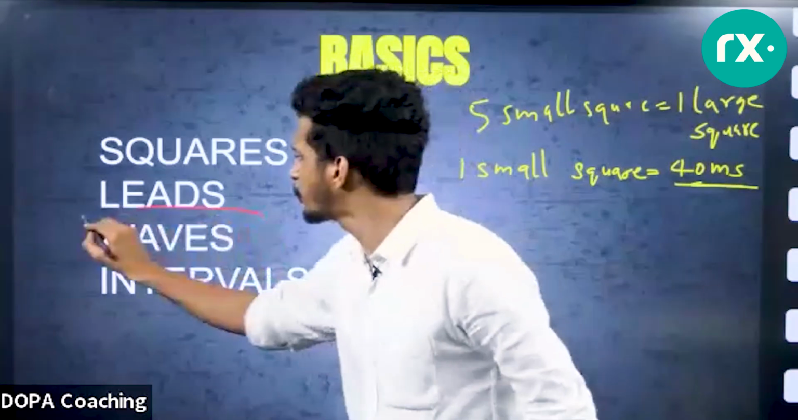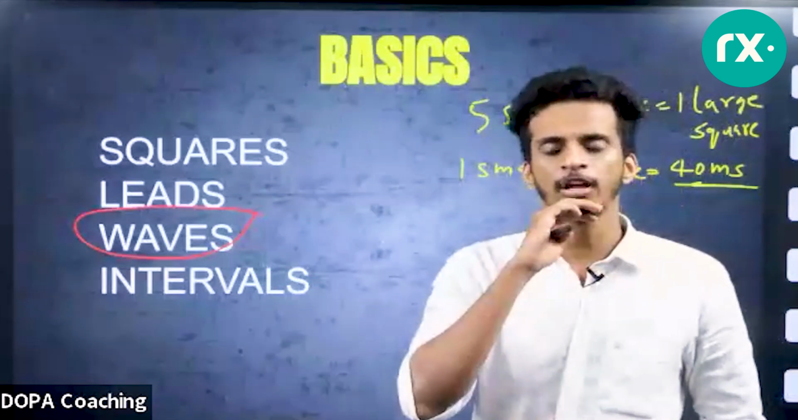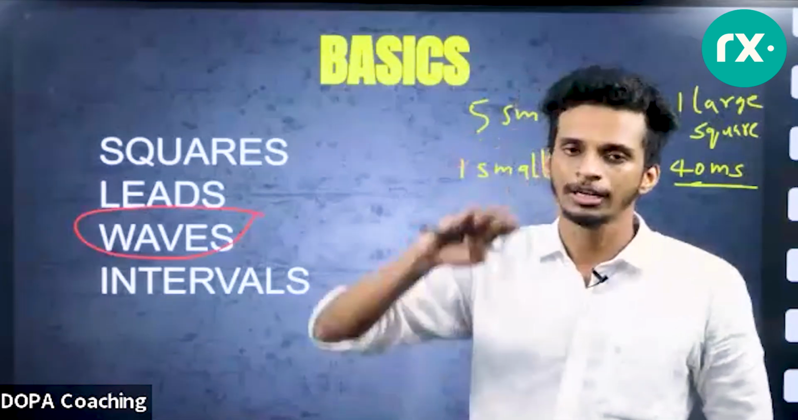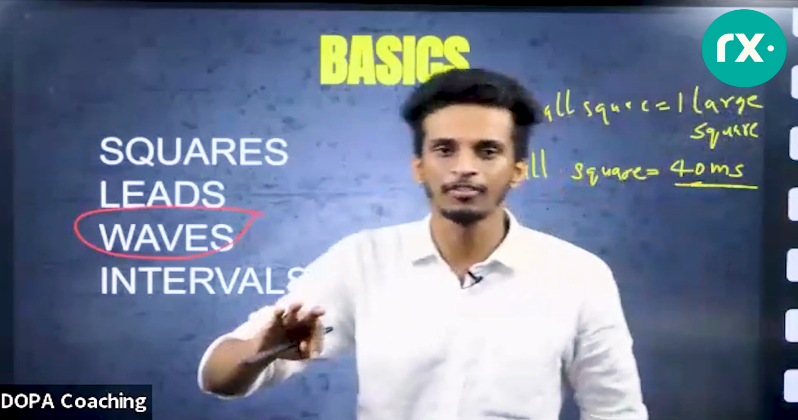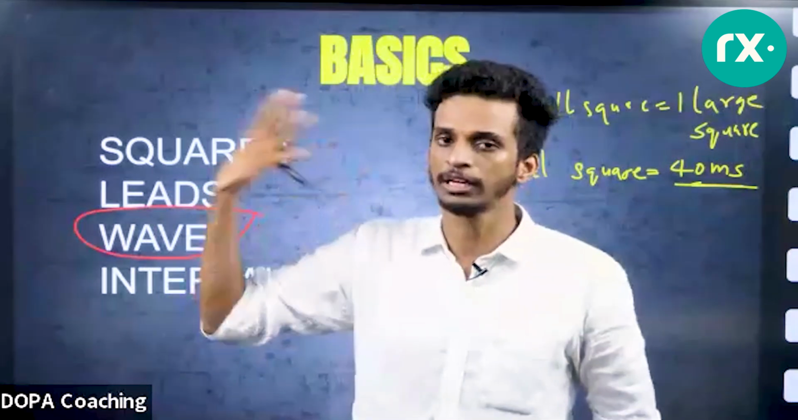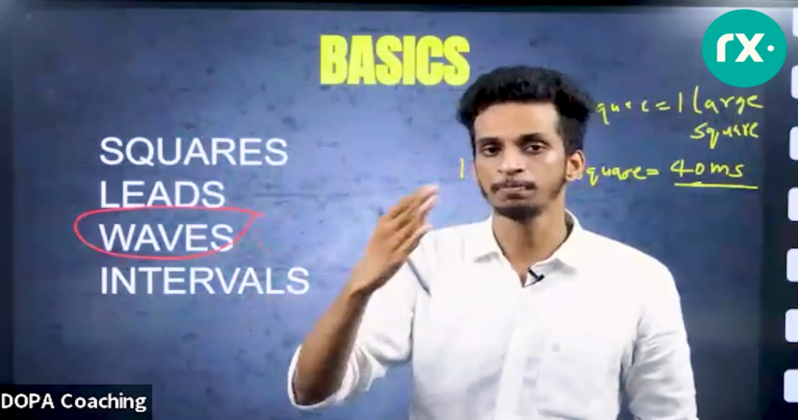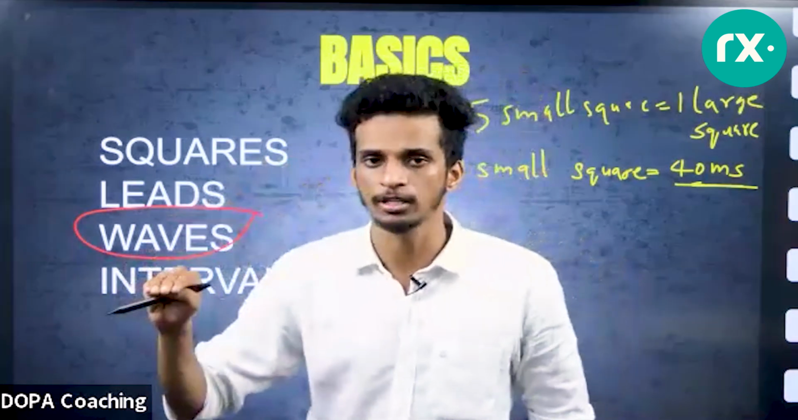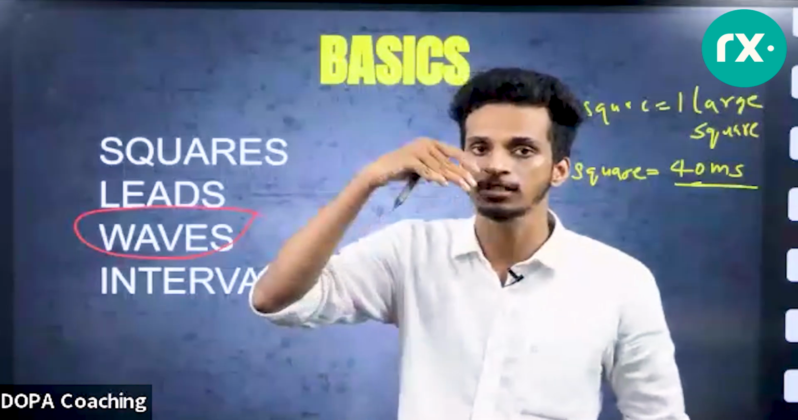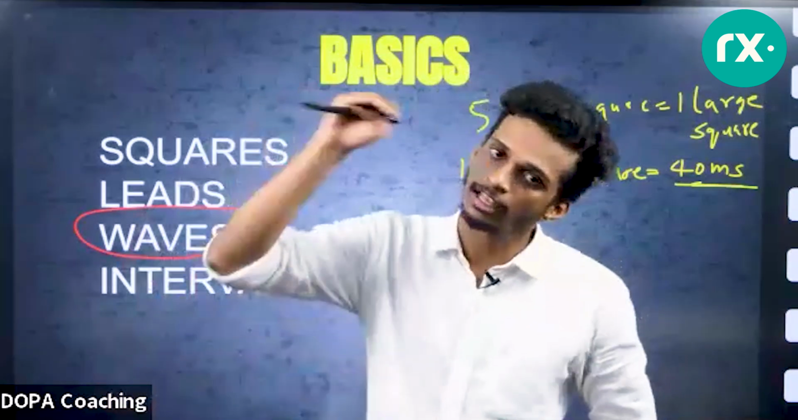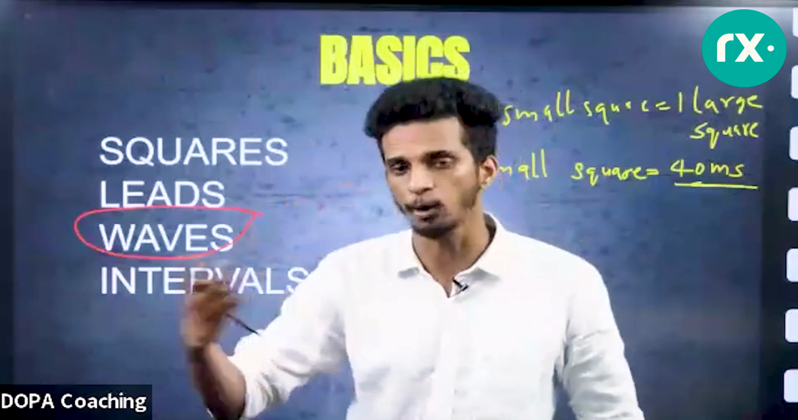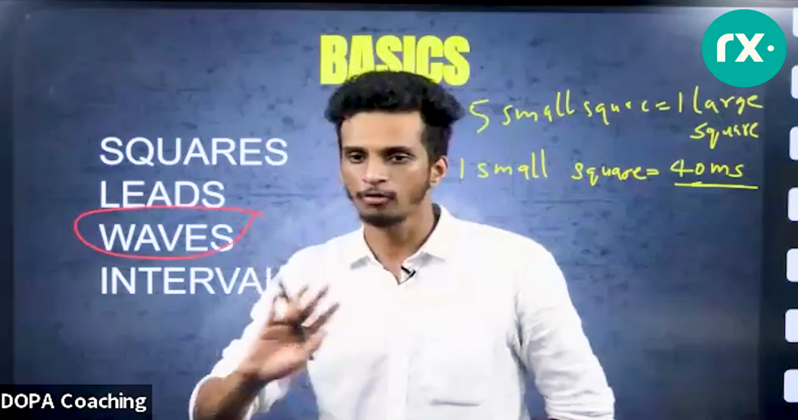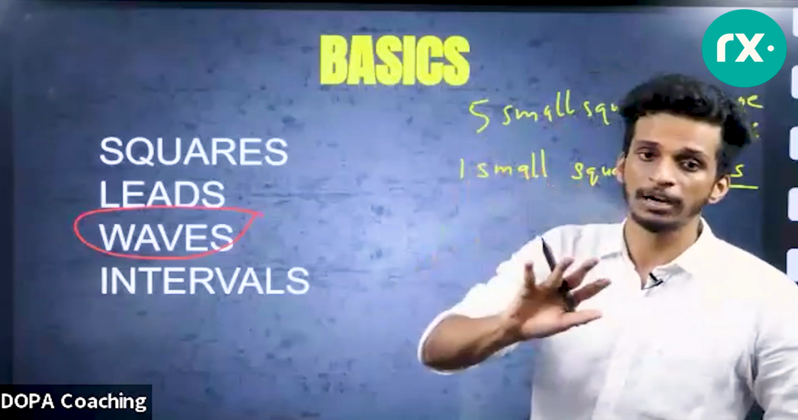Now, speaking about the waves of ECG, as you all know, usually there are three waves. There can be more than three, but usually there are three. One is the P wave, which represents atrial depolarization. There is the QRS wave, which represents ventricular depolarization, and there is the T wave, which represents ventricular repolarization. These are the basics which all of us know. And now the fourth part is intervals.